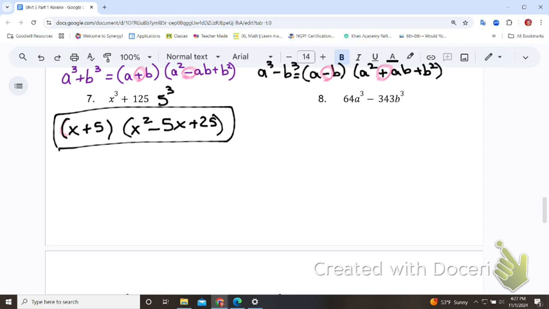Okay, number 8 is a little more challenging because the first variable also has a coefficient. And so we would need to use our calculator or make a list of perfect cubes so that we could find it, or maybe you just recognize it. But 64 is 4 cubed. So this is like saying 4a cubed. 343 is 7 cubed. 7 times 7, 49 times 7, 343.